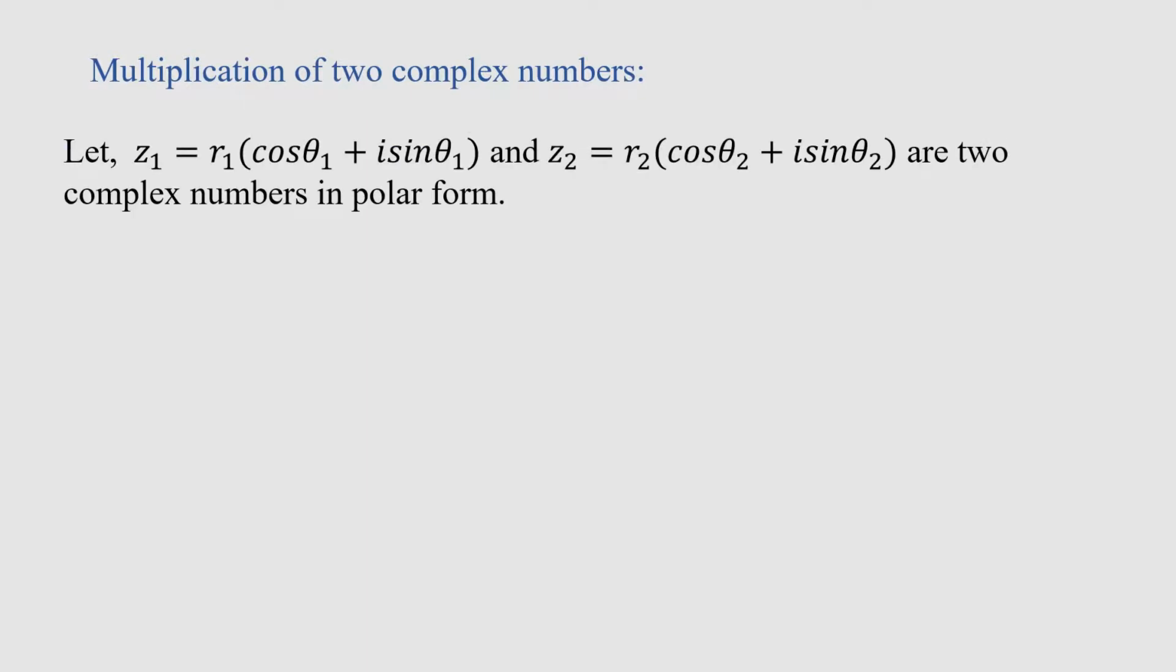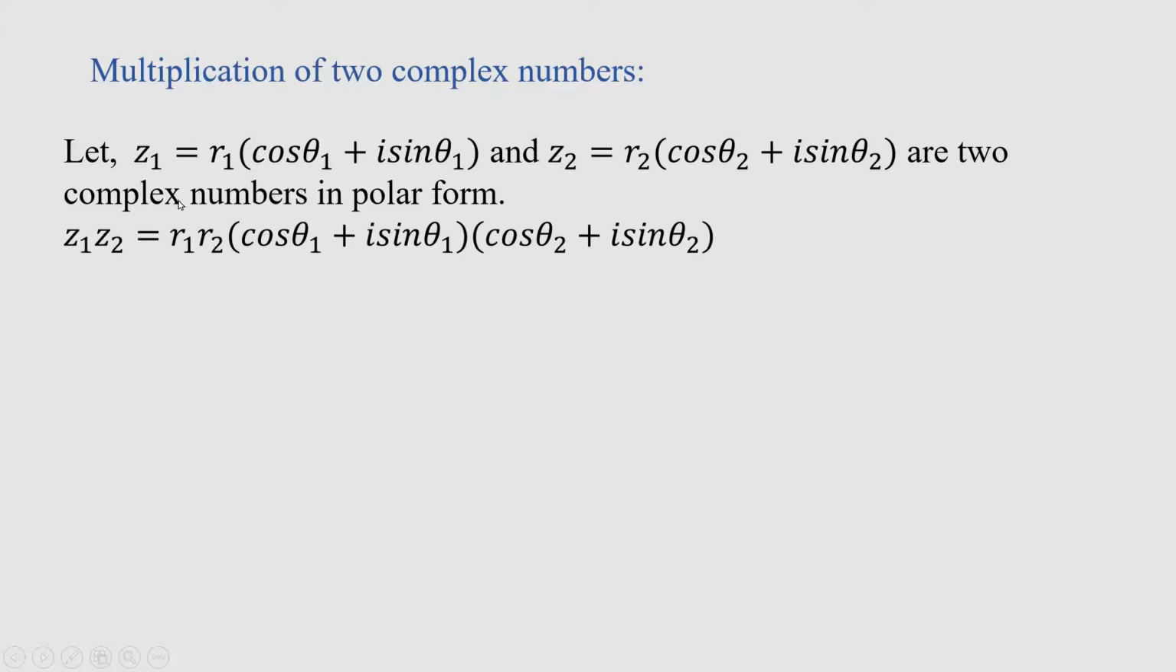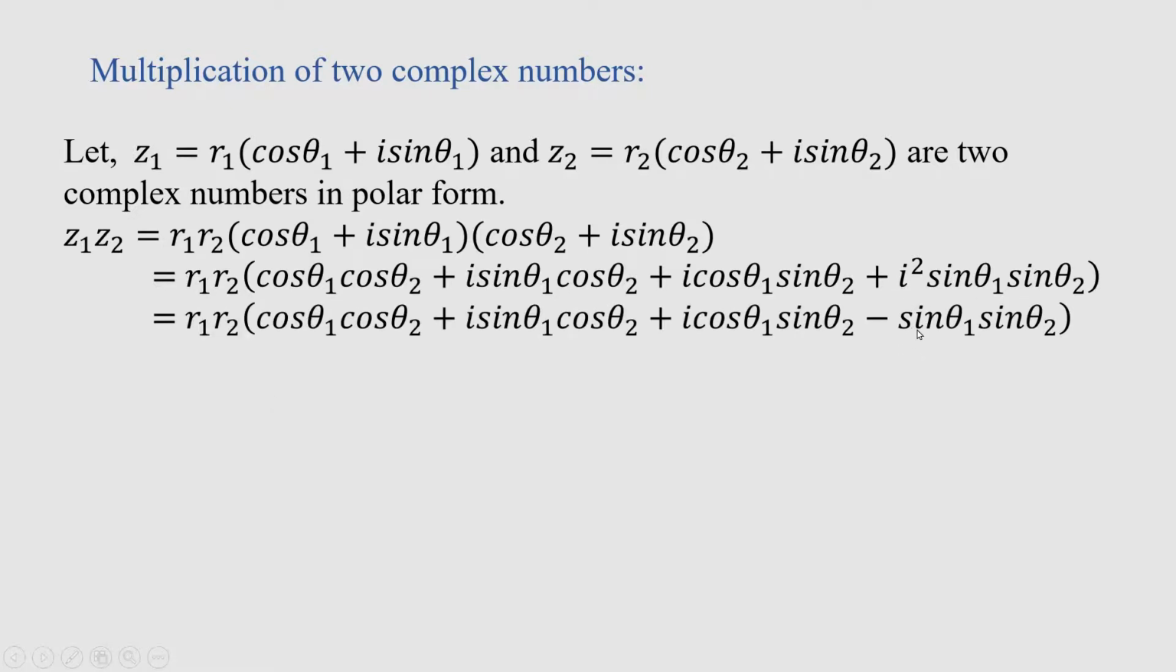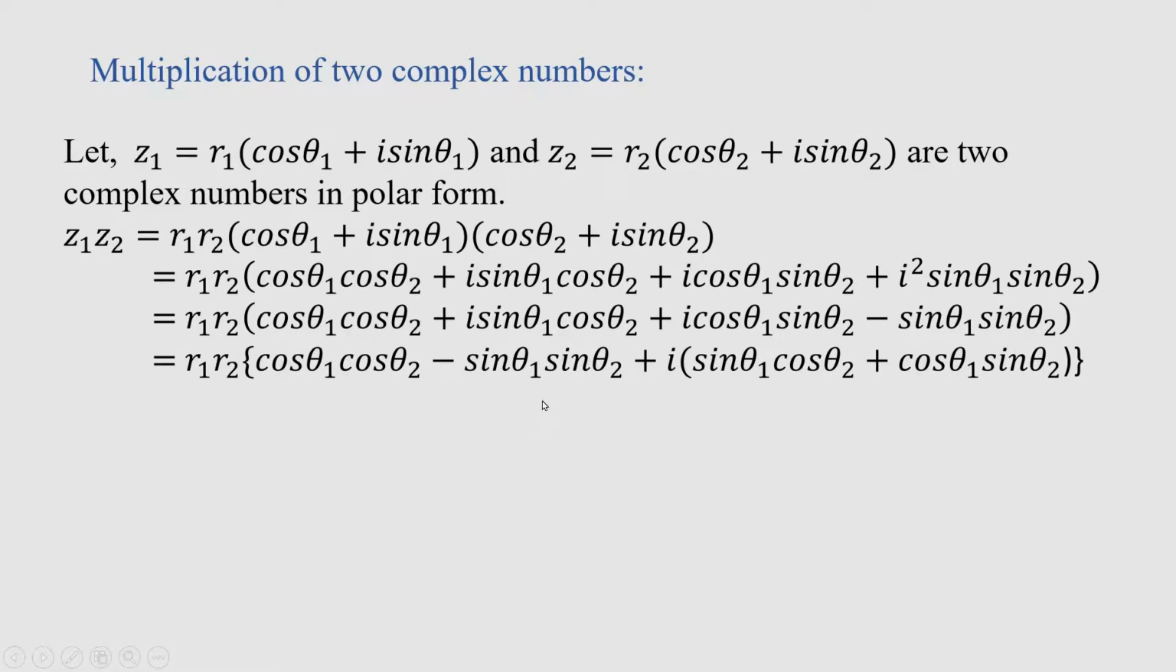Multiplication of two complex numbers. Let z1 is equal to r1 into cos theta 1 plus i sin theta 1, and z2 is equal to r2 cos theta 2 plus i sin theta 2 are two complex numbers in polar form. Therefore, z1 into z2 is equal to r1 into r2, and multiplication of these two. And multiplying these two factors, we get this. And we know i square is equal to minus 1. Therefore, putting the value of i square, you get this. And now separating real part and imaginary part, you get this. And taking i as common, then you get this.